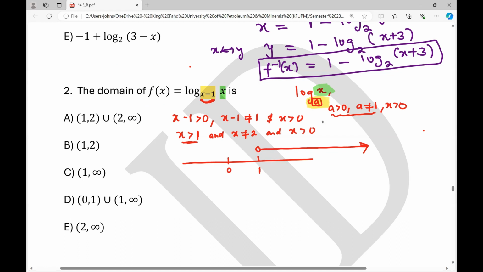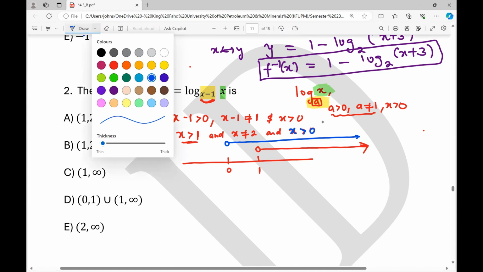X greater than 0 is this one. So this is X greater than 0. So let's change this one, X greater than 0. Let's write it in blue. And now we have X is not equals to 2. What is X is not equals to 2?